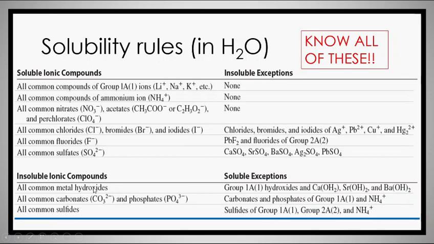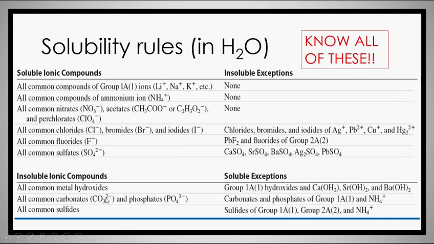If it contains a hydroxide, typically you're going to be looking at an insoluble substance. But if you have a hydroxide with group 1, which, hey, there's no exceptions for group 1, so this has to be soluble. Or if you have a hydroxide with calcium, strontium, or barium, those are the exact same exceptions for the ones up here. And so again, most hydroxides are insoluble unless they contain group 1 or calcium, strontium, or barium.